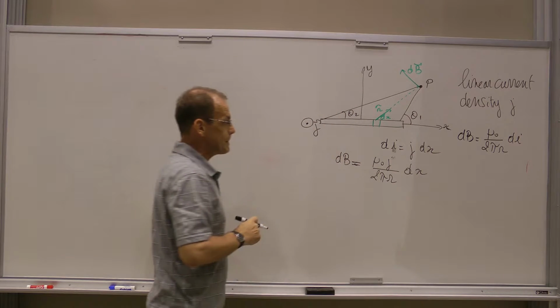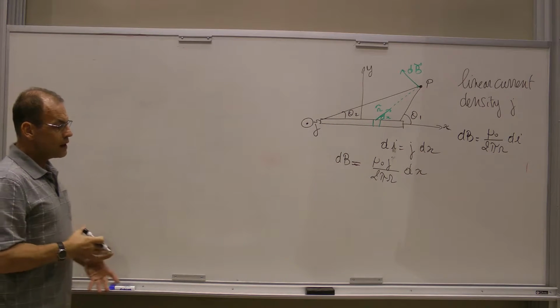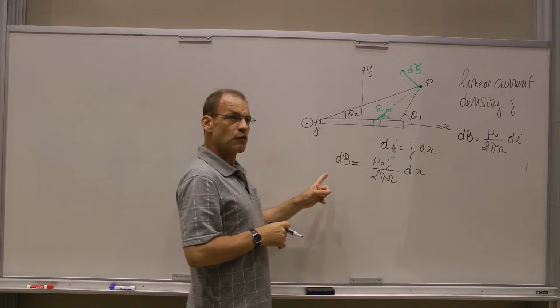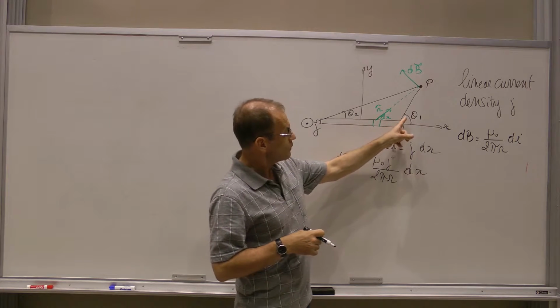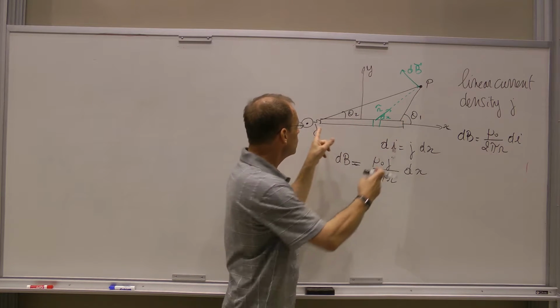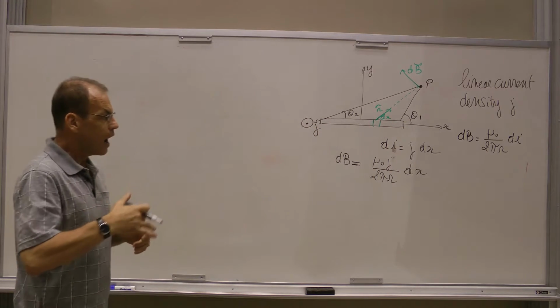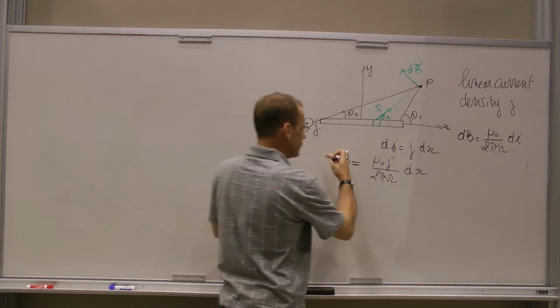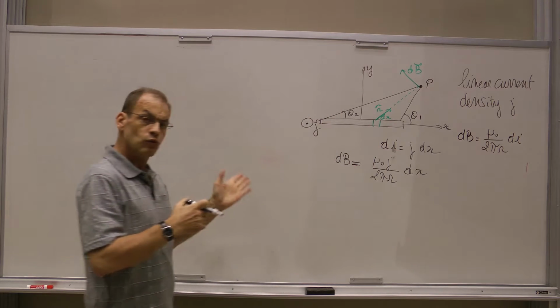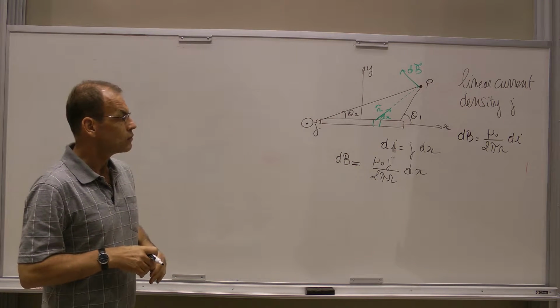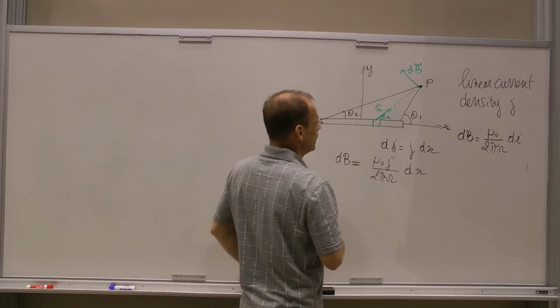Right. But notice that there's still a little bit of a problem, because we are given the position of P in terms of angle. We know nothing about this width. So we're going to have to work a little harder to get this expression in terms of an angle, so we'll be able to integrate over the angles. So here's what we have to do.